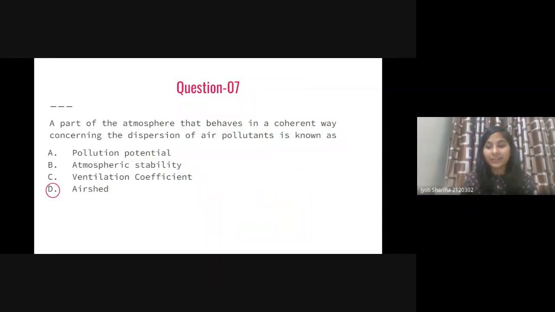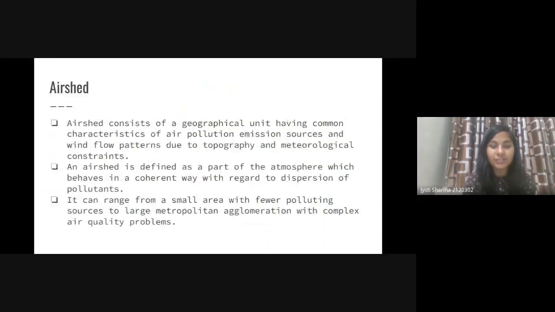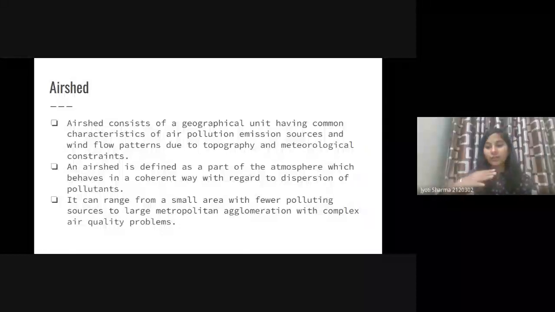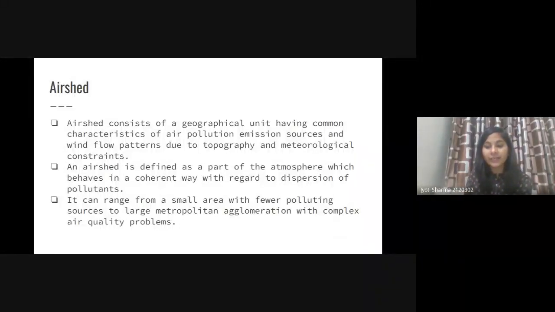Okay, so let's know something about this airshed. What do you mean by this airshed? Just like the watershed, this airshed also consists of some geographical area, and that geographical area has some common characteristics of the air pollution emission.